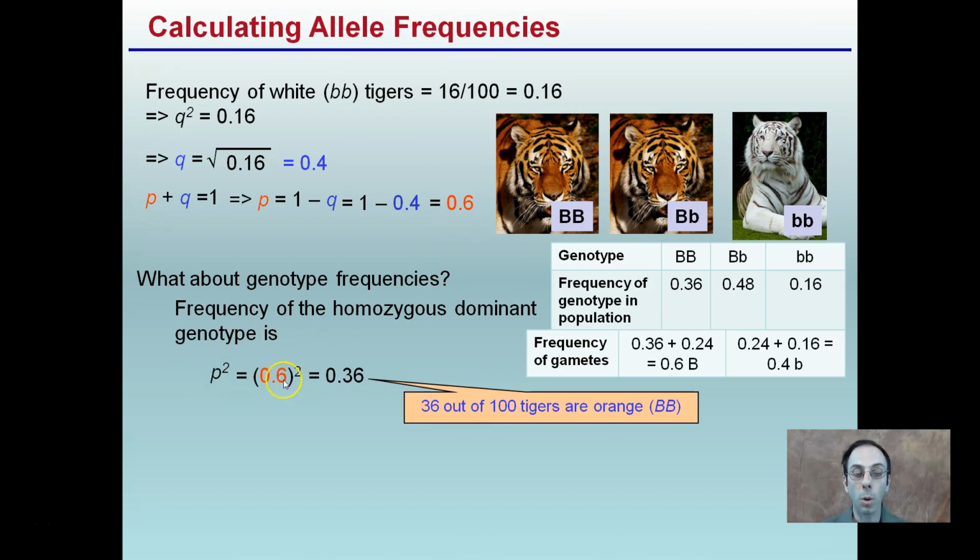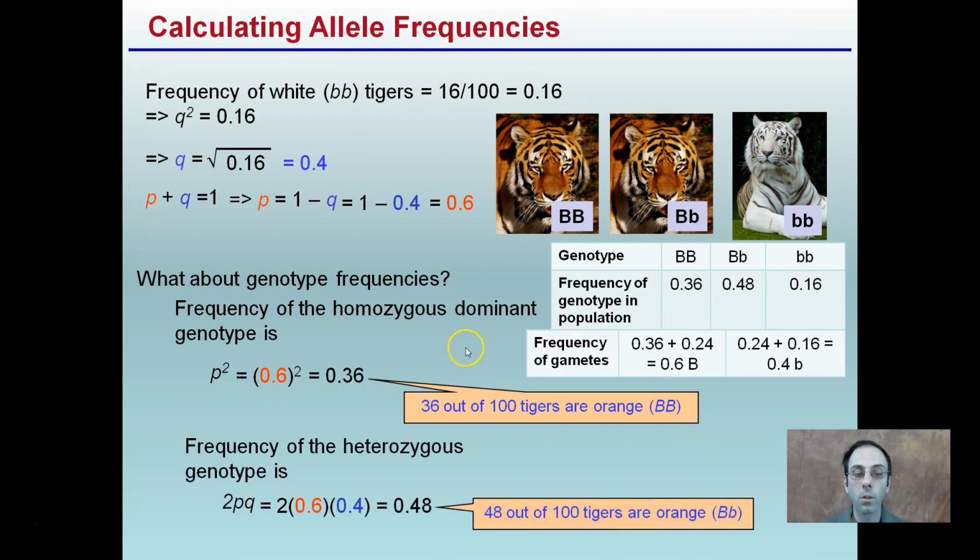p squared is our 0.6 squared to give us 0.36, which means 36 out of 100 tigers will be homozygous dominant. We have the heterozygous here, which is the 0.6 times the 0.4 times 2 to give us the 0.48, which means 48 out of the 100 tigers will be orange and heterozygous. So again, take your time, go back, flip through this, and take a look at it.